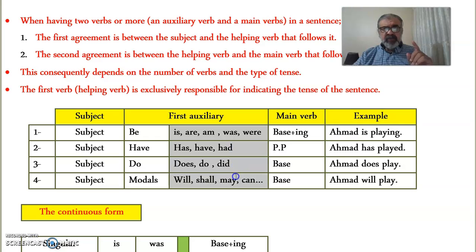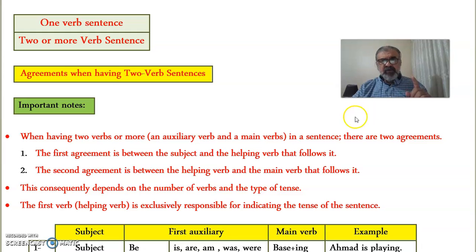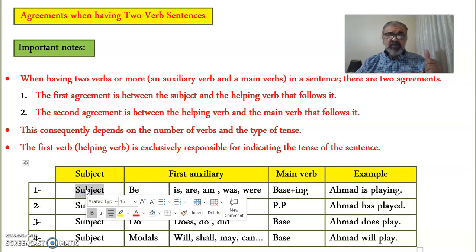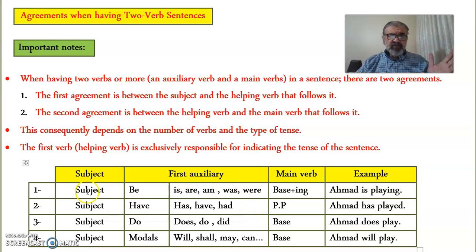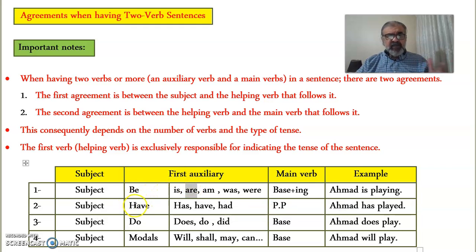One auxiliary, which is the verb to be, the verb to have, the verb to do, or the modals, and one main verb. So now whenever we have an auxiliary and one main verb in a sentence, there are two agreements. The first agreement is between the subject, whether it is singular or plural, and the helping verb. Let me remind you, if we have a singular subject, we use is, but if we have a plural subject, we use are, and so on. And the same thing applies to have, has or have, does or do, and so on.